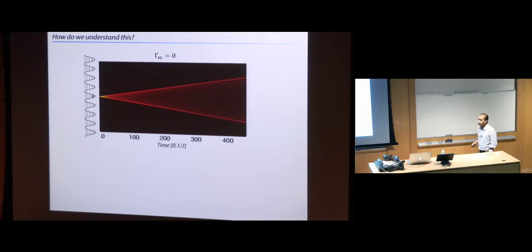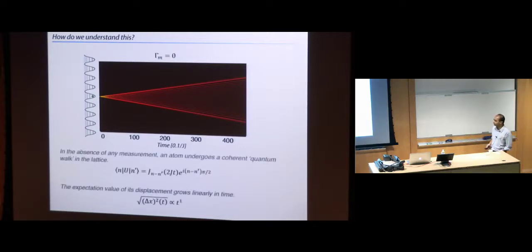And how do we understand this? We can actually do some calculations. I won't bore you with the equations, but I think pictures work much better. In the absence of any measurement or interaction with the environment, a single atom in this lattice site, when left to evolve, will have a wave function that evolves in this manner. It's a Bessel function, but the thing you have to take away is that it's basically a linear spread as a function of time. The displacement increases linearly, and this is what is known as a quantum walk.